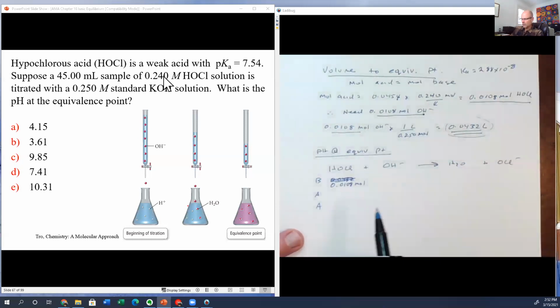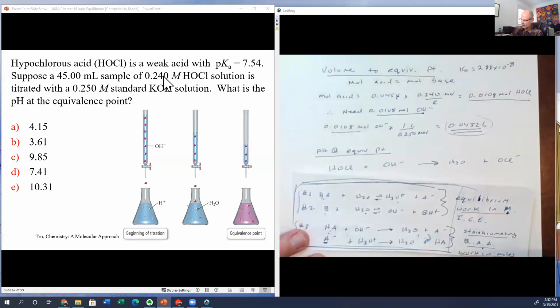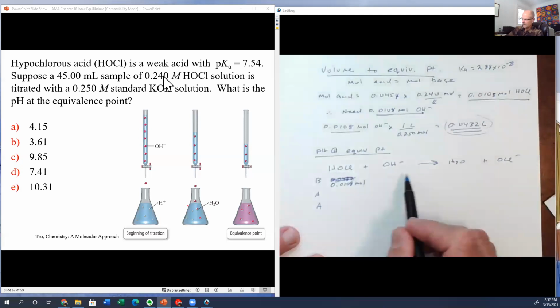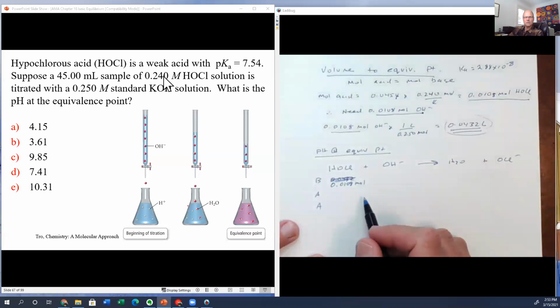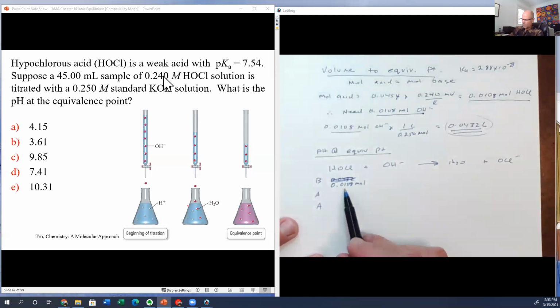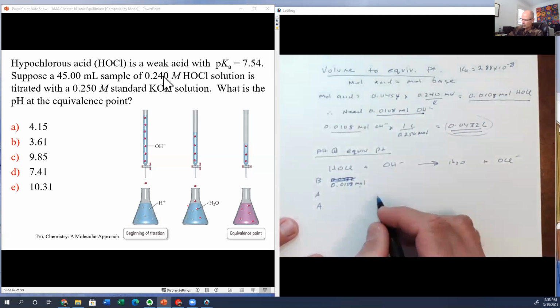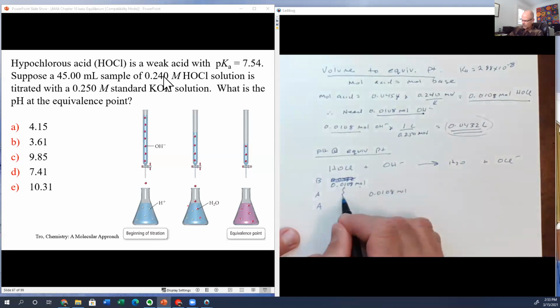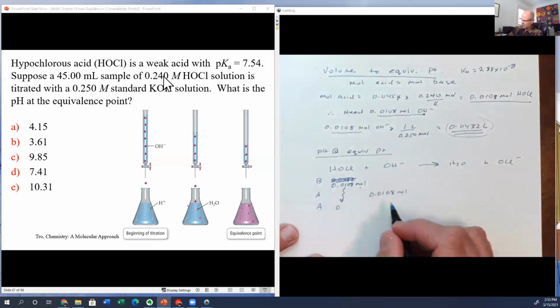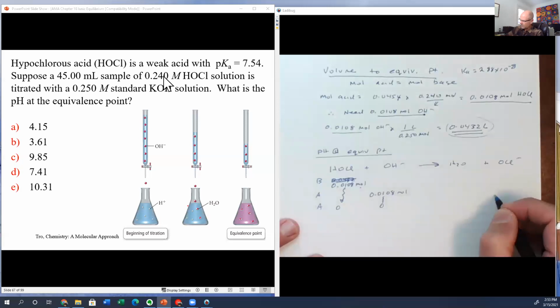The next thing you want to do is say, okay, what is the reaction that's happening? Well, as I add a strong base to a weak acid, I get this reaction, number 3, right? So you write it down and you set up your BCA table, right? 0.0108 moles of that. At the equivalence point, how much OH minus have you added? 0.0108 moles, right? So this gets completely neutralized. This goes to 0. This gets completely neutralized. That goes to 0. And this goes to 0.0108 moles.